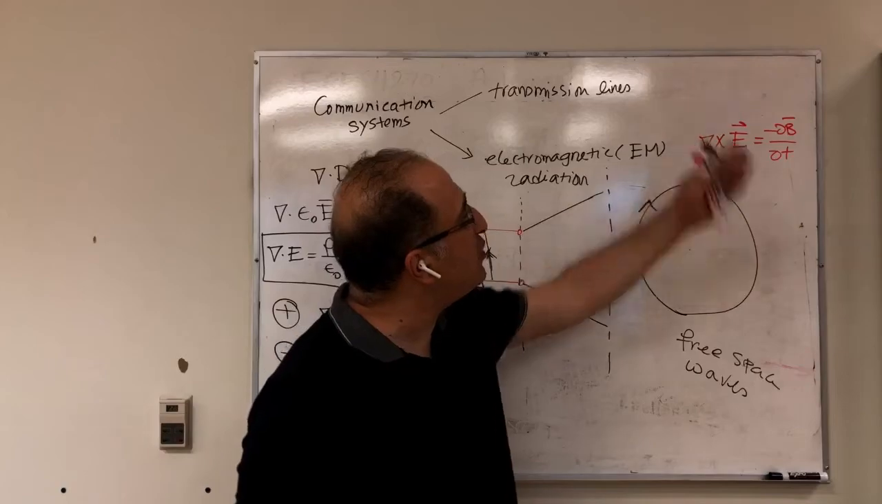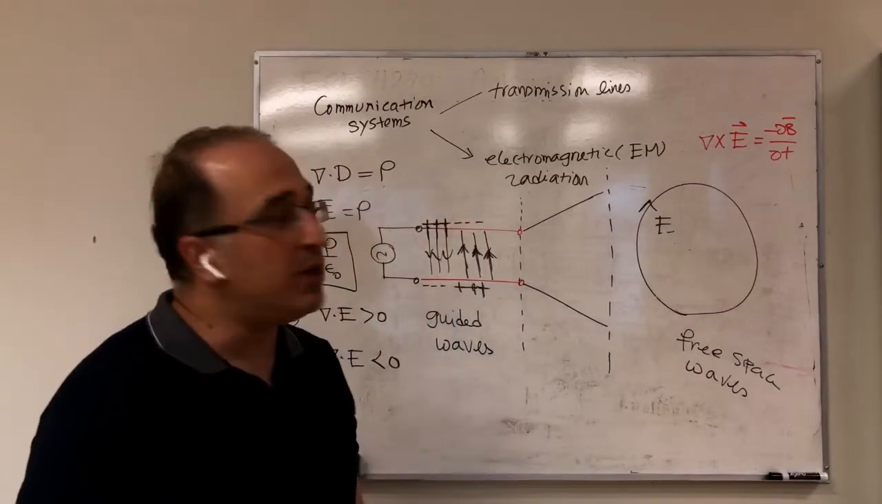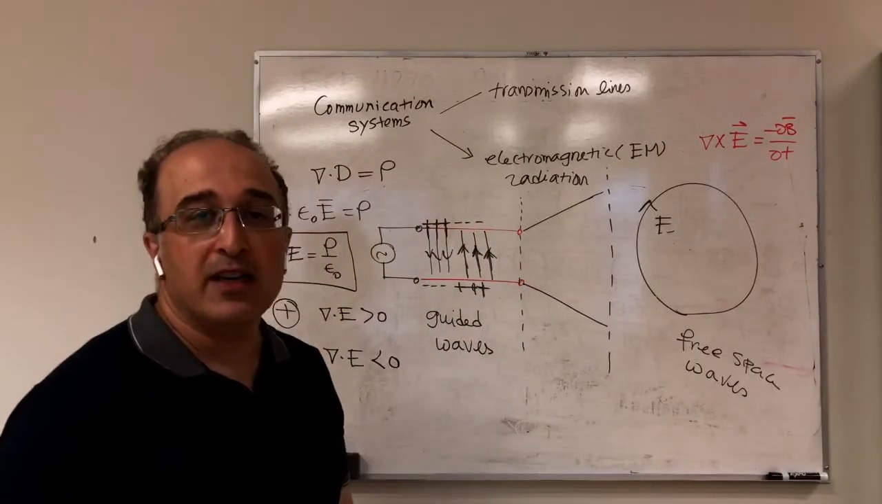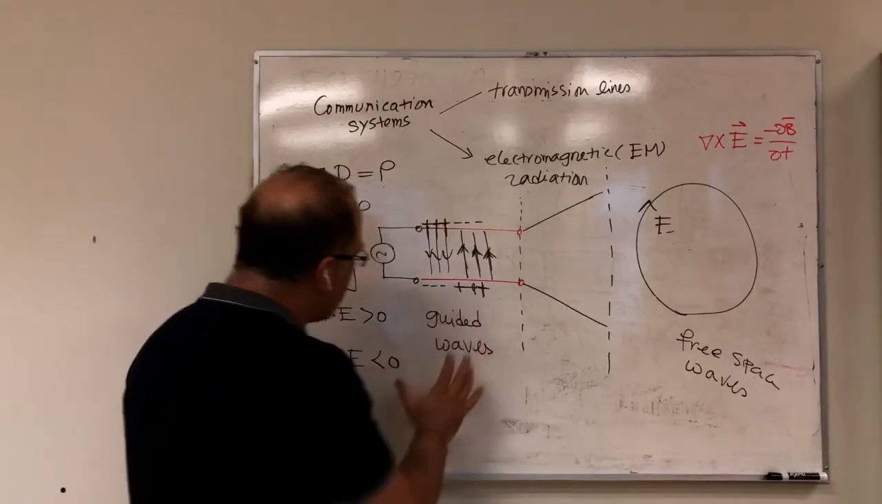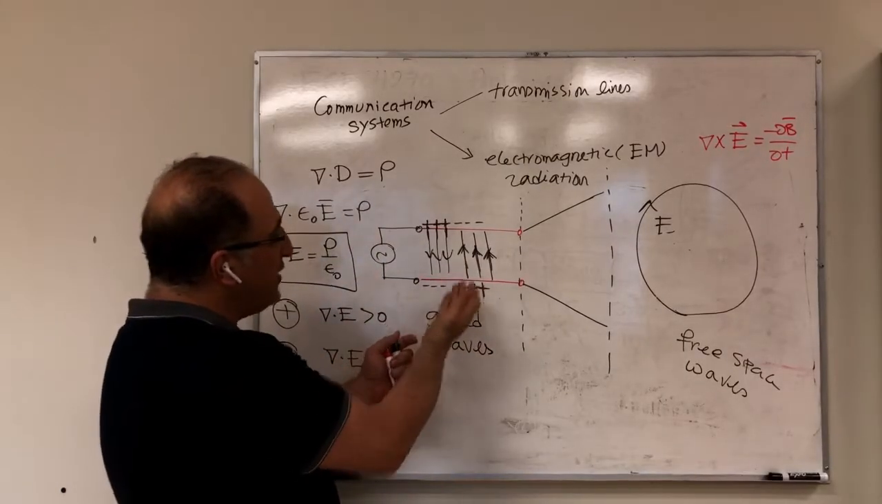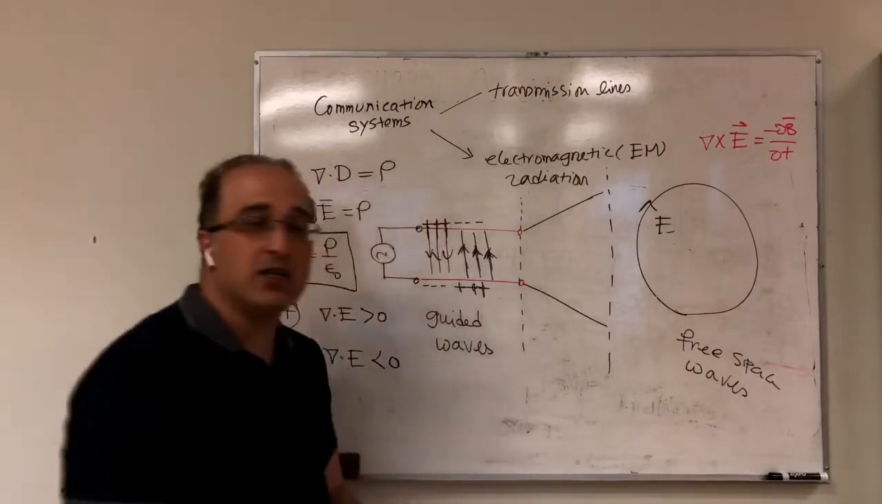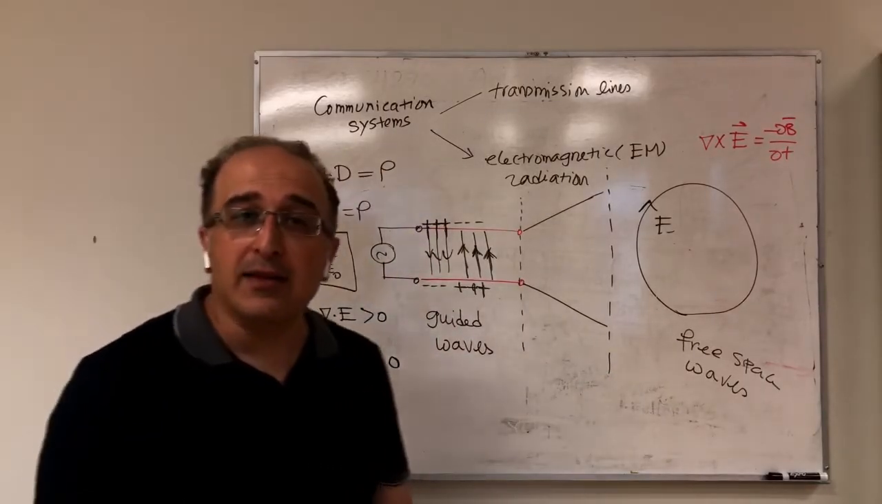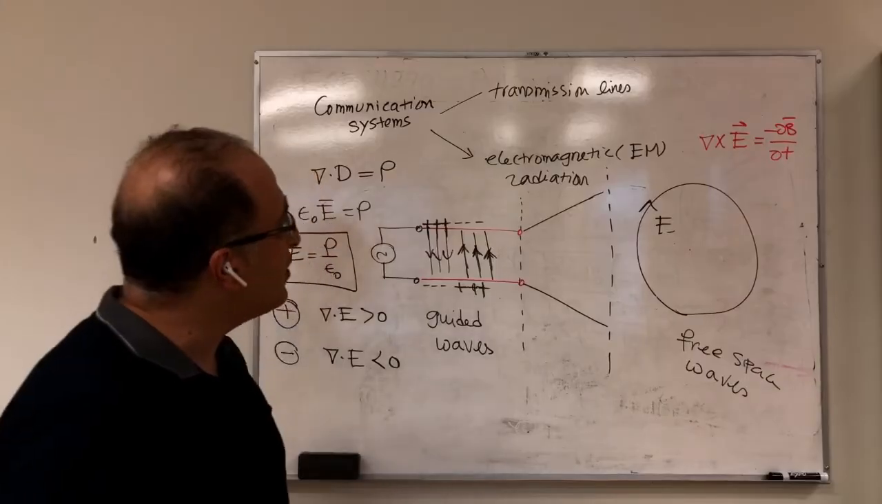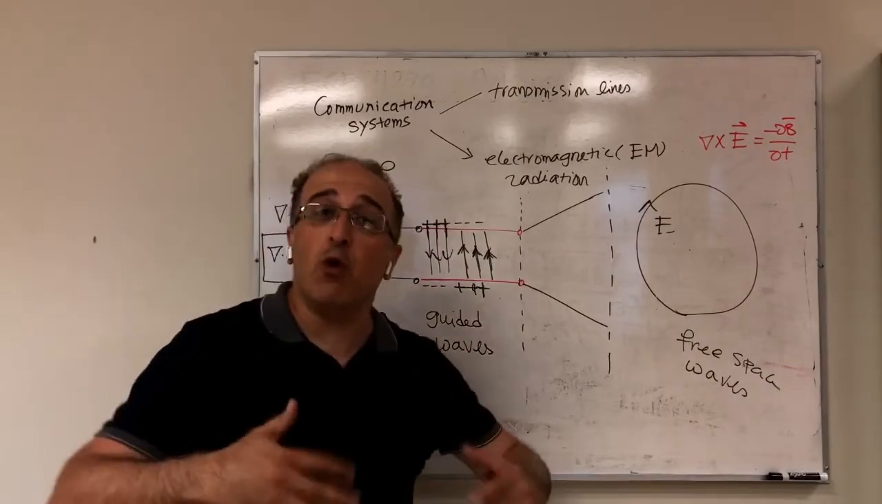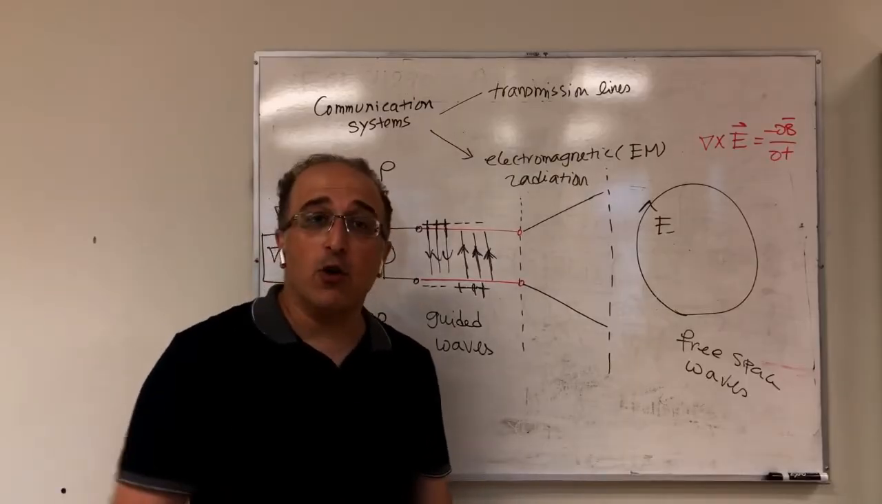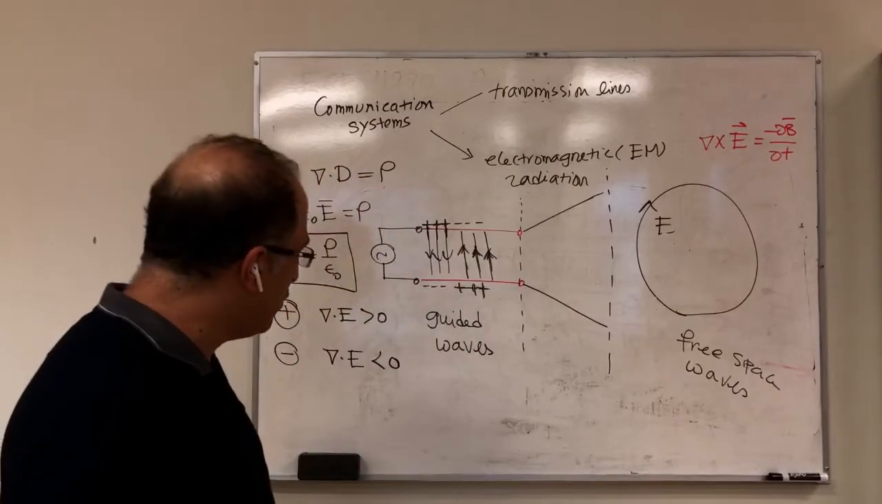Now you're switching to curl of E equals minus ∂B/∂t. You see the effect of curl of E right there. So you see, this is a transition between these guided waves and this free space wave. So that's our antenna. This is something that it's good to discuss, and hopefully it becomes more and more clear when we go to more details about the antenna.